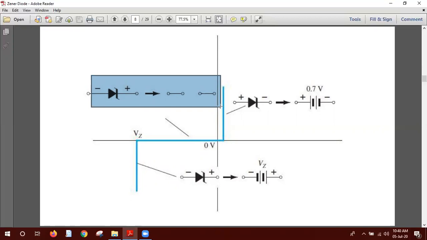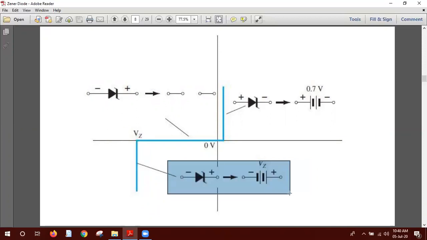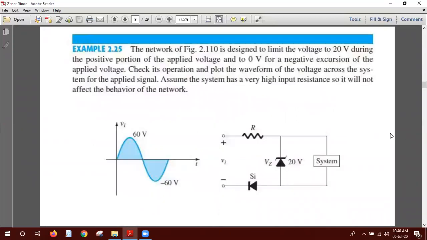But when the reverse bias voltage crosses Vz, that is the Zener voltage, at that time the Zener diode becomes a voltage source Vz. You can replace the Zener diode with the voltage source Vz when it crosses the Zener voltage. That is the important thing we discussed, along with this mathematics.